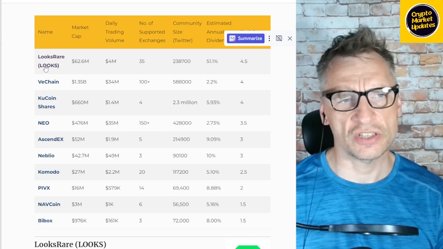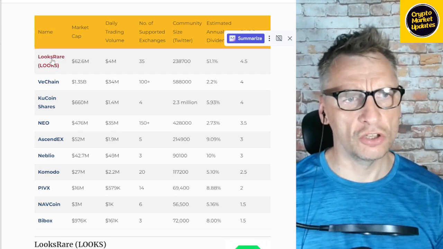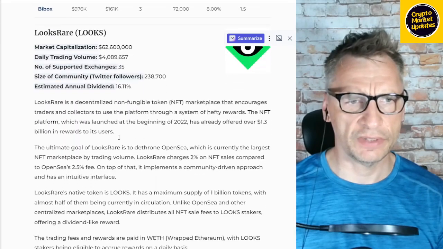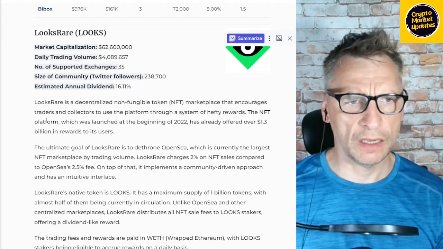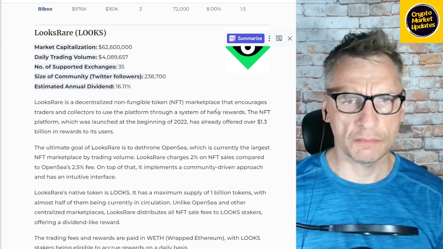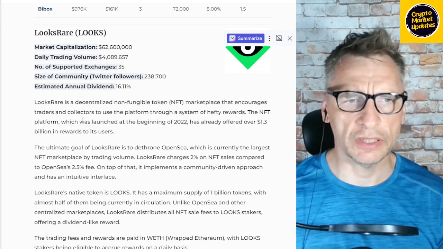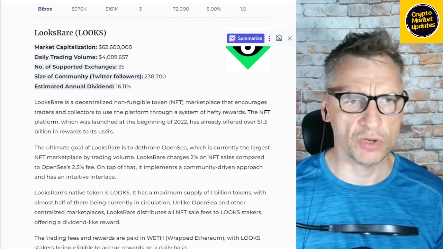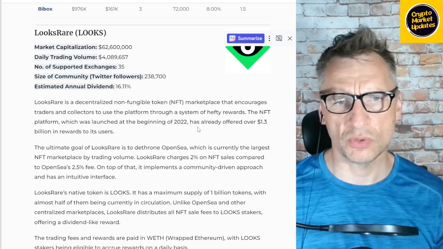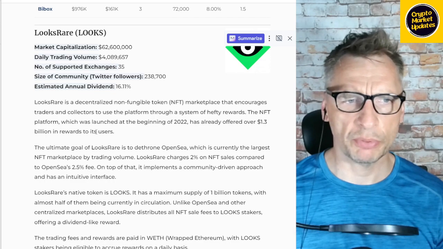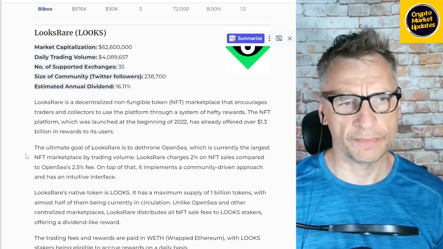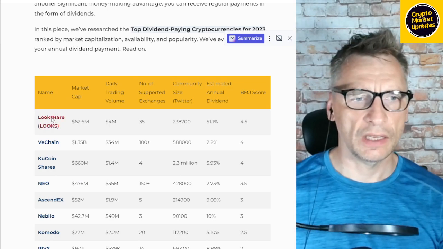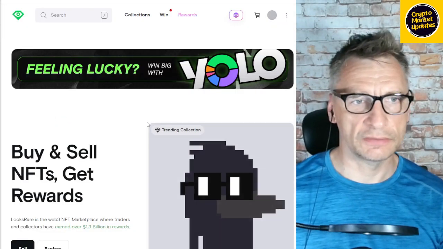So these are the exchanges, and LooksRare is an NFT market. That's the new one. A marketplace that encourages traders and collectors to use the platform through a system of hefty rewards. The NFT platform, which was launched at the beginning of 2022, has already offered 1.3 billion in rewards to users. There you go. So this might be a very interesting thing. Let's have a quick look at it.